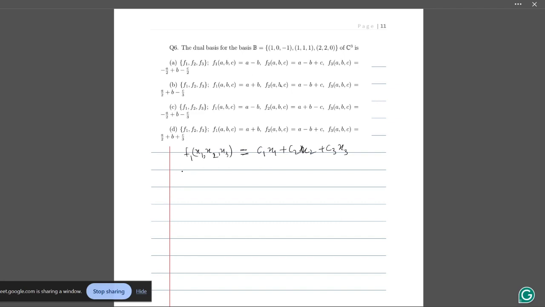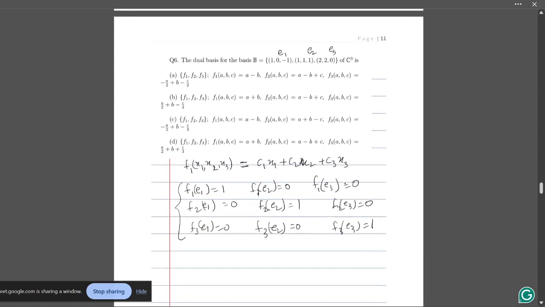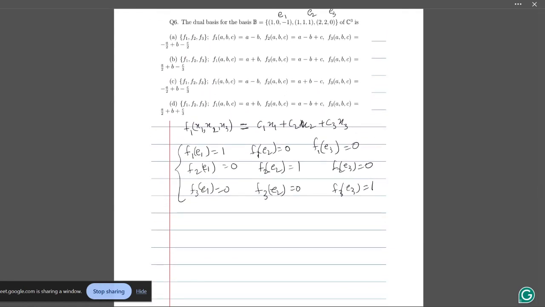But if you want to find the dual basis, then what should happen? Let's say the basis is your E1, E2, E3. F1 of E1 should be 1. F1 of E2 should be 0. F1 of E3 should be again 0. And F2 of E1 should be 0. F2 of E2 should be 1. F2 of E3 should be 0. Similarly, the third: F3 of E1 is equal to 0. F3 of E2 is equal to 0. F3 of E3 is equal to 1. Okay. We have a long way to go. You can check at least for F1 what kind of function it is.